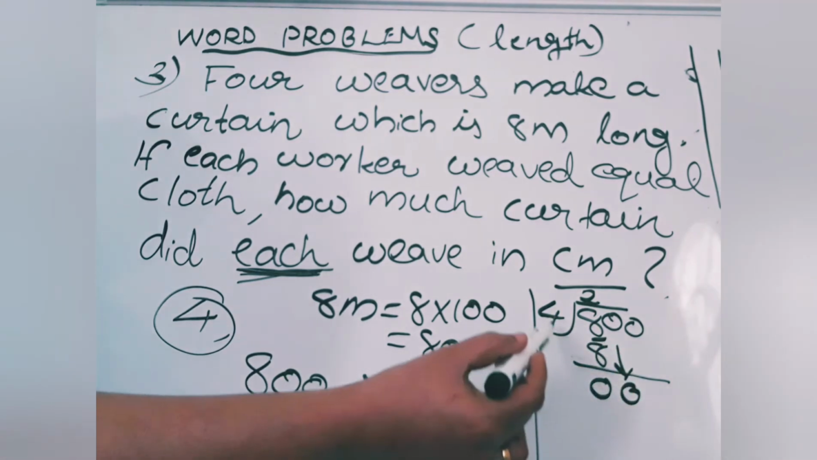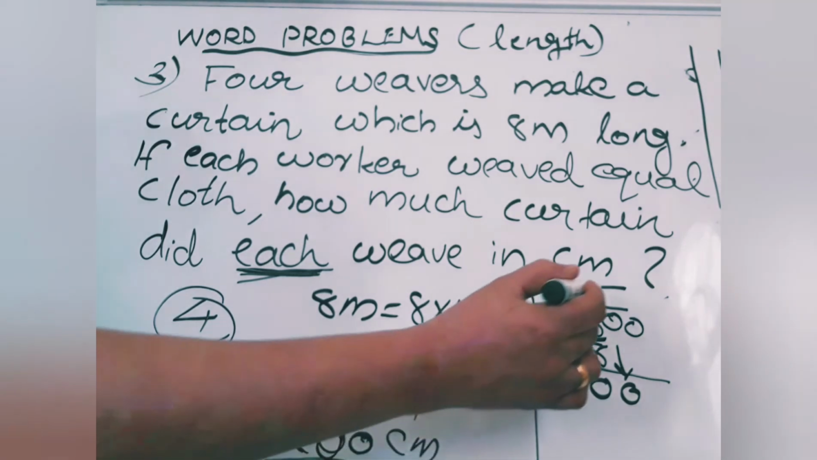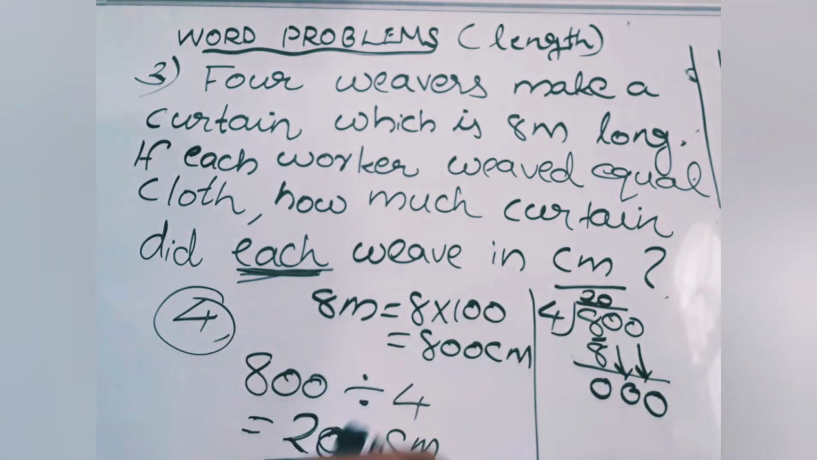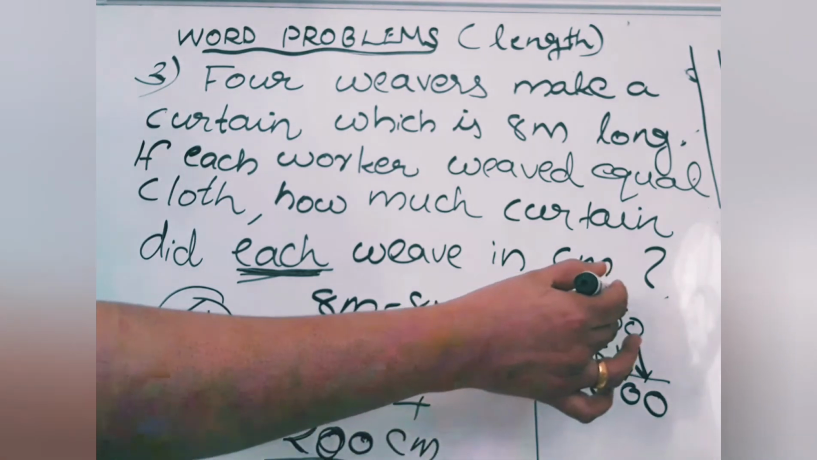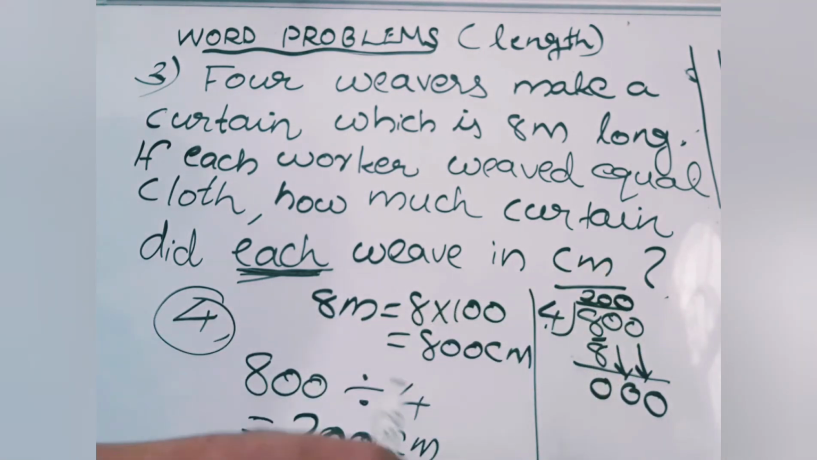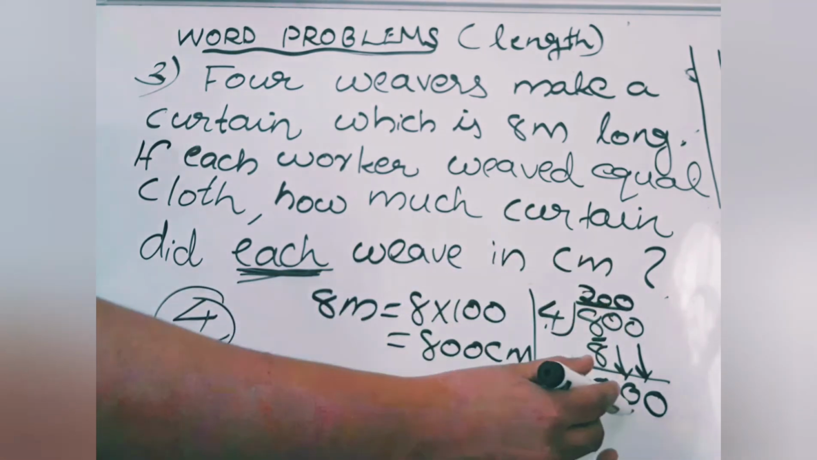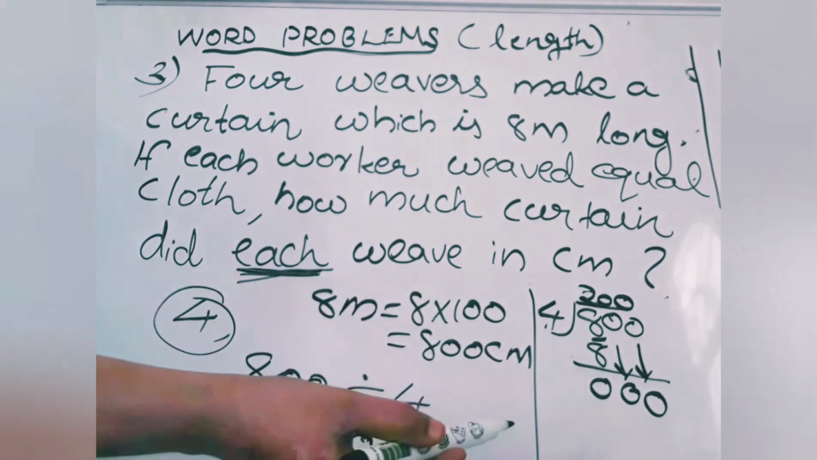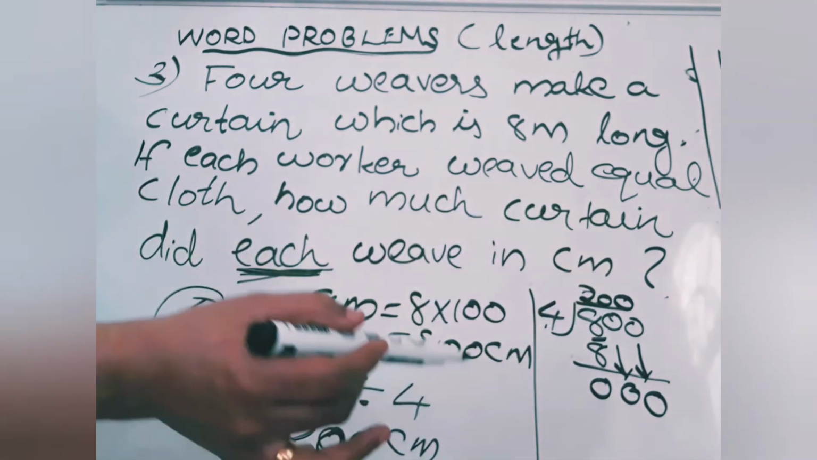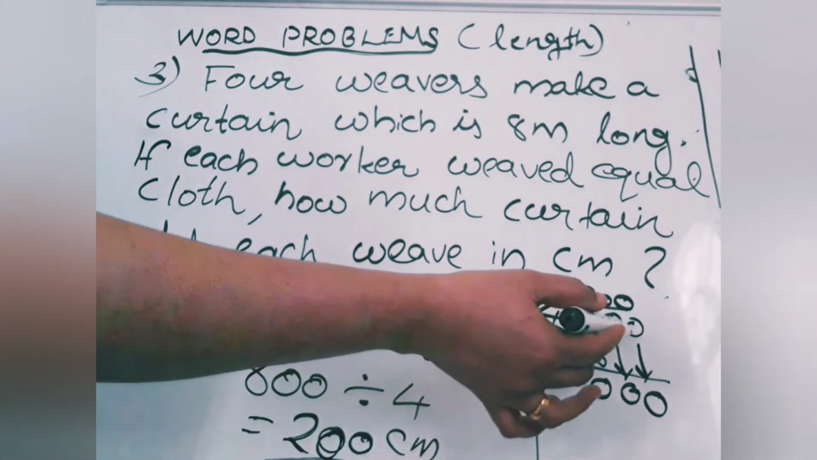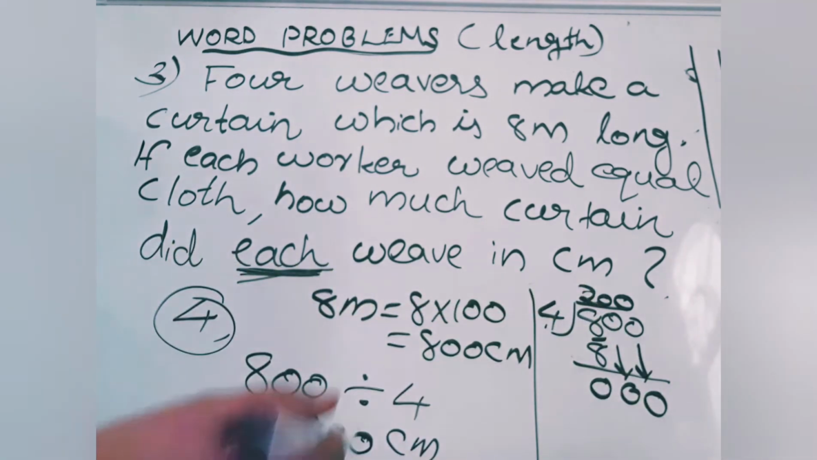When we are bringing down the number, it is less than the divisor. Put a 0 here. Again one more 0 we have to bring down. Again it is less than the divisor. Put a 0. Don't you remember that rule in division? When you bring down a number and it is less than the divisor, just write a 0 in the quotient place. Again you bring down 0, again less than the divisor, put a 0 there. So here the answer is 200 centimeter.